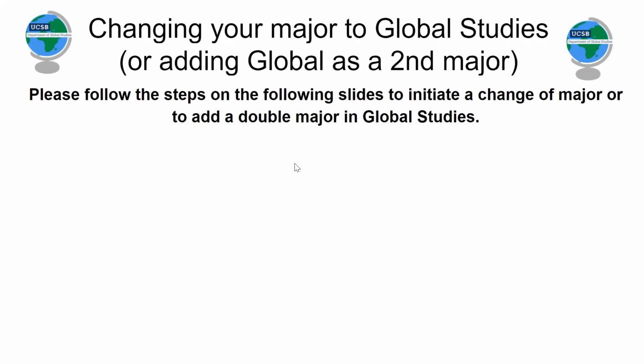So we're going to show you a set of steps and processes that you'll follow through the following slides. This will help you initiate the actual change of major or add the double major in pre-Global Studies in this case. It will also guide you through the process of checking on your records to see your status with the major if you were to change your major or add the major as a second major, what classes you would have already completed and what classes you will need to think about taking next and further down the line during your time at UCSB.